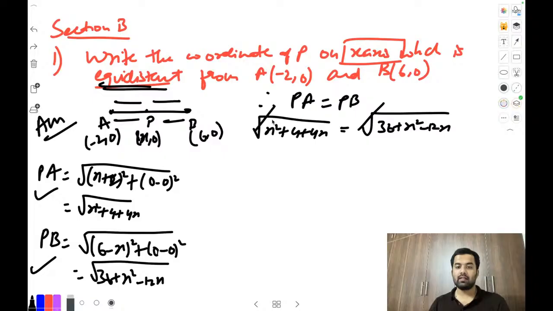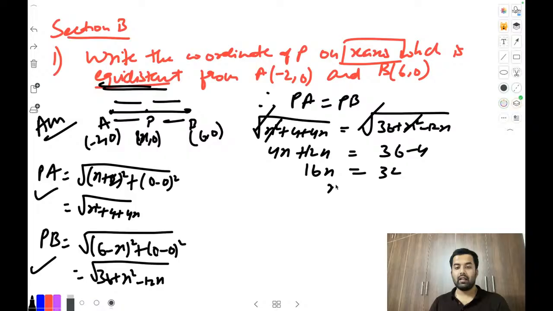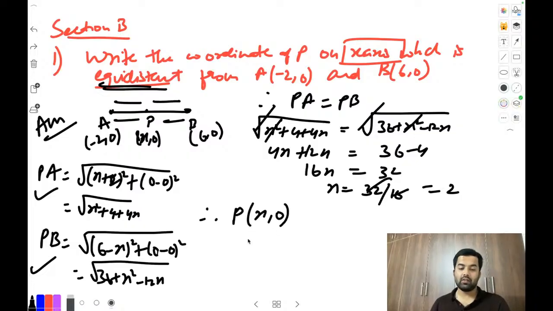Root cancel. And as we see, x square and x square also cancel, right? Now remaining, just take the x value together. So 12x this side plus, and 36 minus 4 that side. This becomes 16x. This becomes 32. And x value becomes 32 divided by 16, cancel out. Answer 2. So therefore point P was x comma 0, which means put the x value: 2 comma 0. This is the P point.